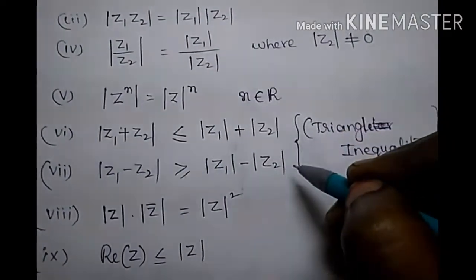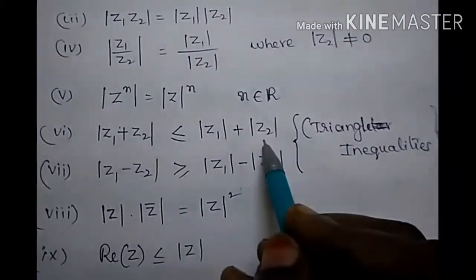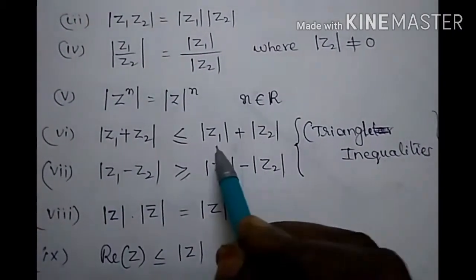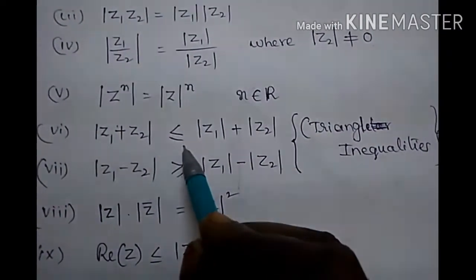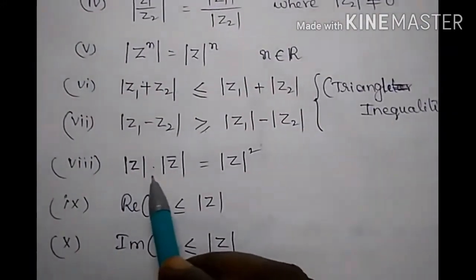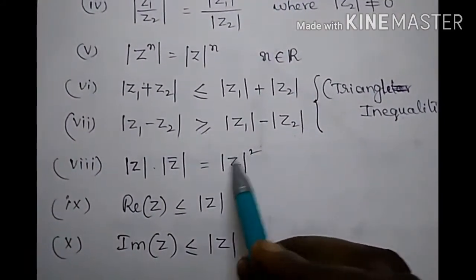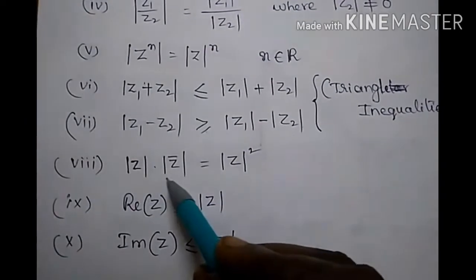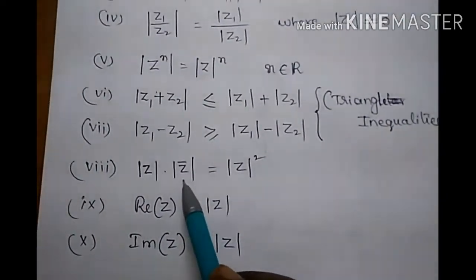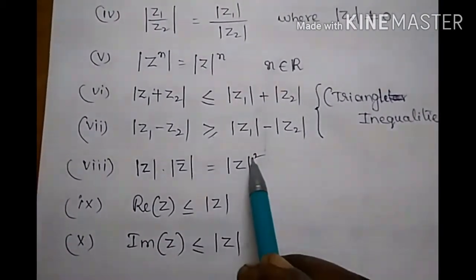In your previous classes, we know that the sum of any two sides of a triangle is always greater than or equal to its third side. And the next one is mod z into mod z bar is equal to mod z whole square. In your first property, you know that mod z is equal to mod z bar. So instead of mod z bar, you can write modulus of z. So mod z into mod z gives mod z whole square.